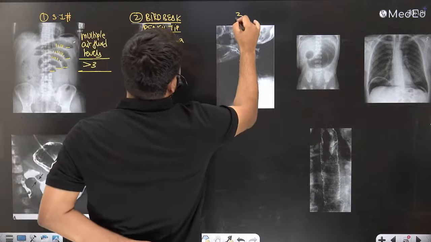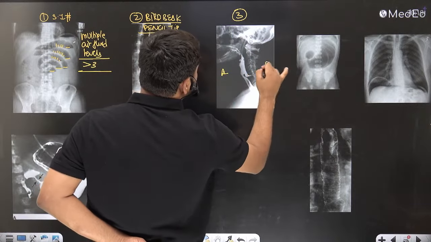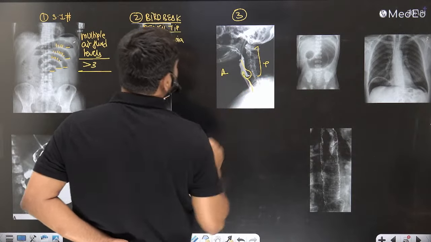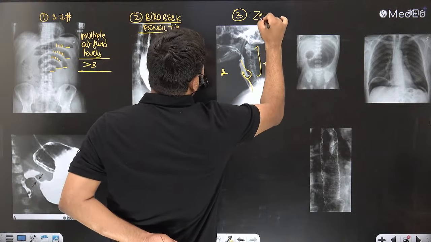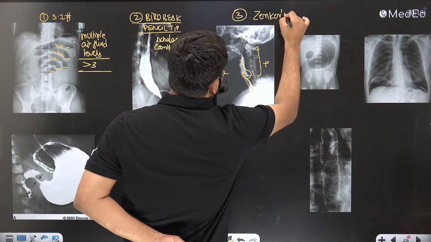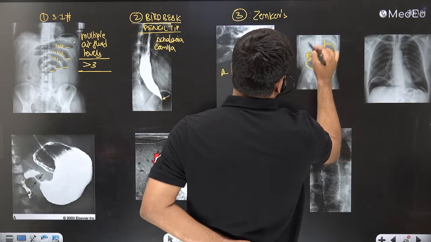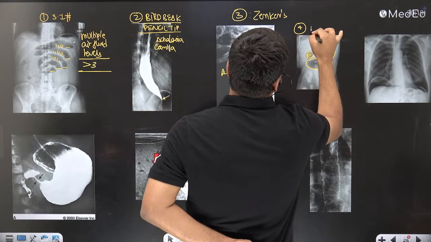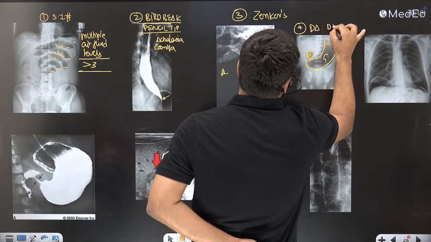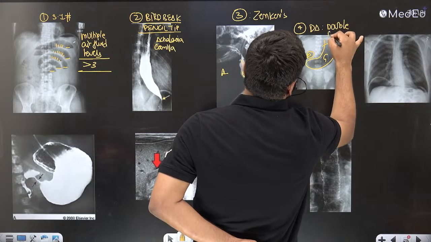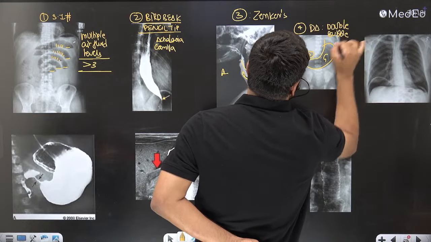Image number 3, you see this is anterior, this is posterior cervical region. There's a diverticulum that is present. So it is your Zenker's diverticulum. Here you see there's one bubble which is here. Another one is gastric duodenal. This is your duodenal atresia, and this is your double bubble sign.